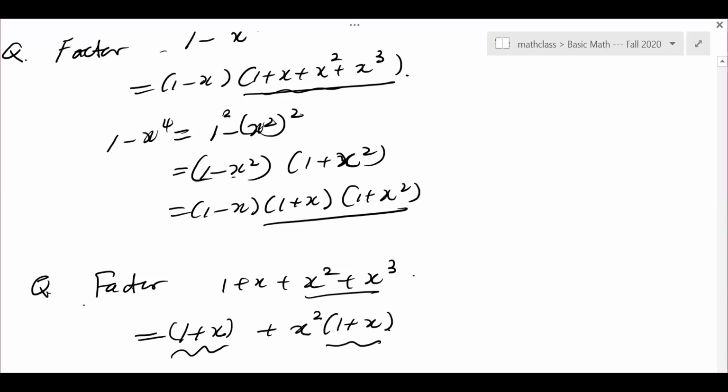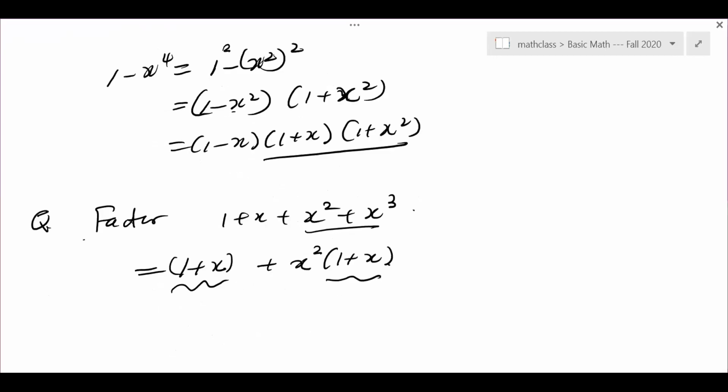So Eric is not very patient right now. So then you take 1 plus x out. What is left here is 1 plus x squared. This is a common factor. Okay, so that's for today's class.